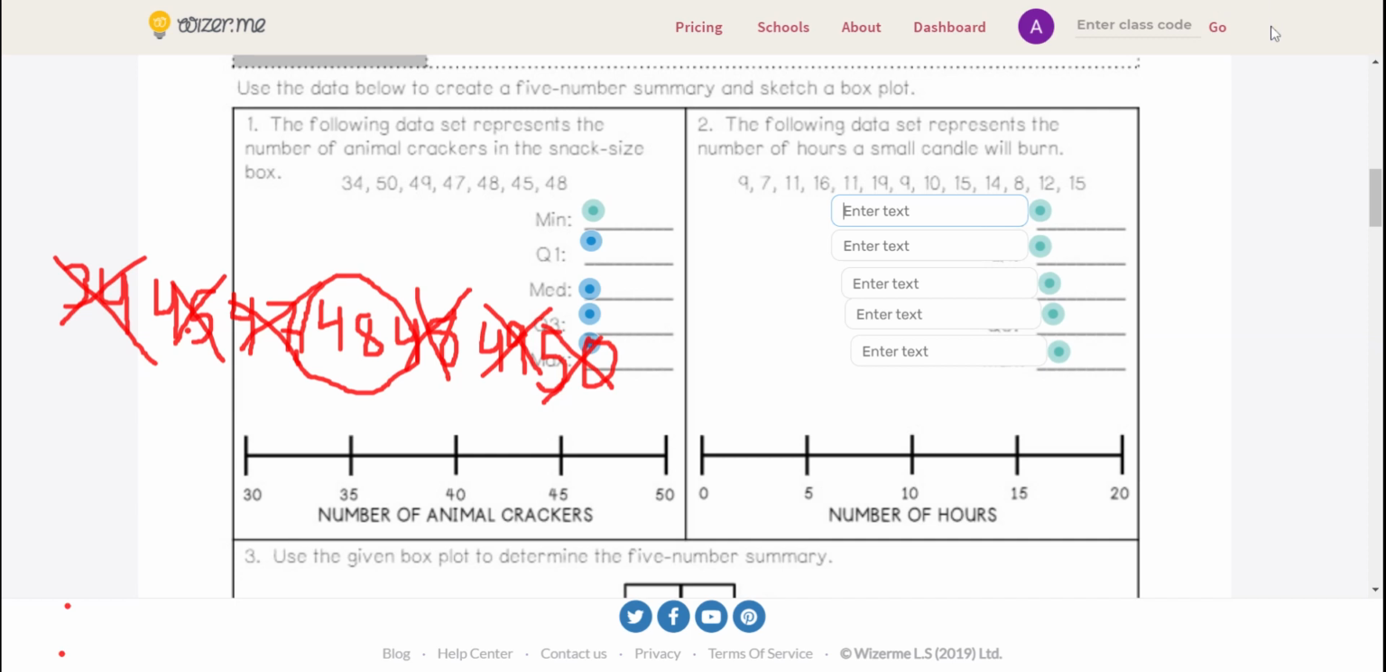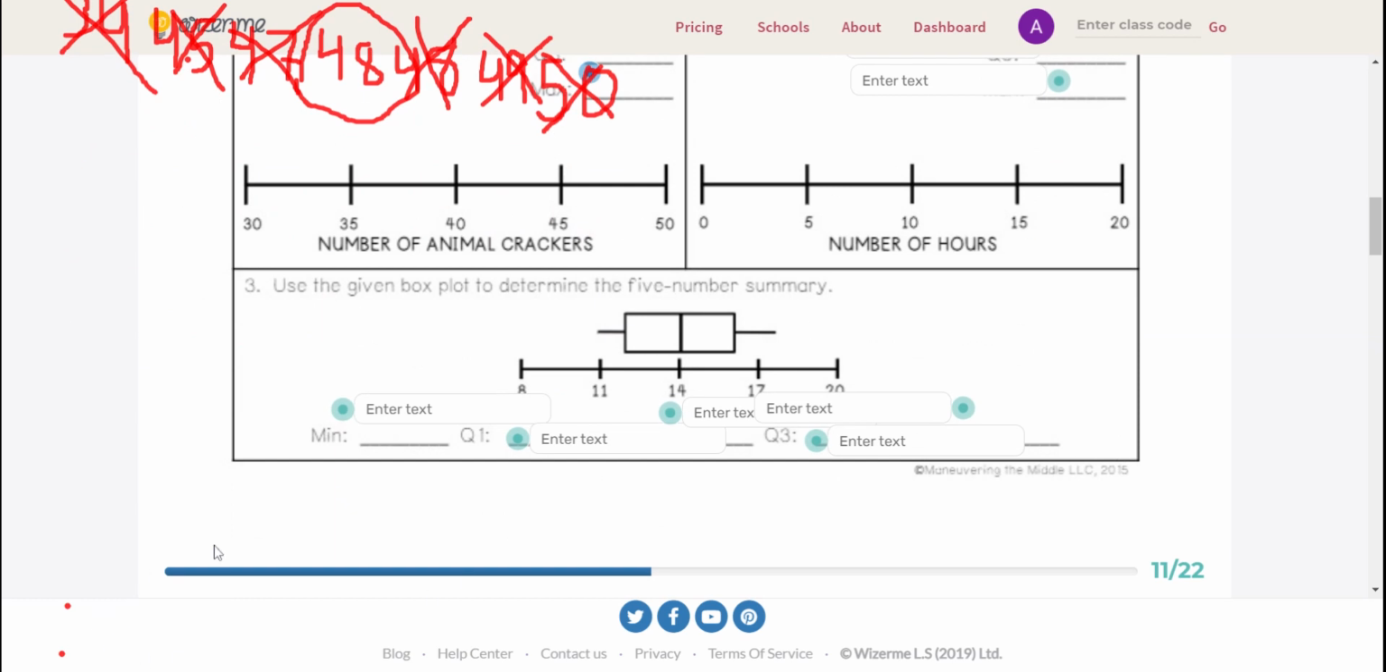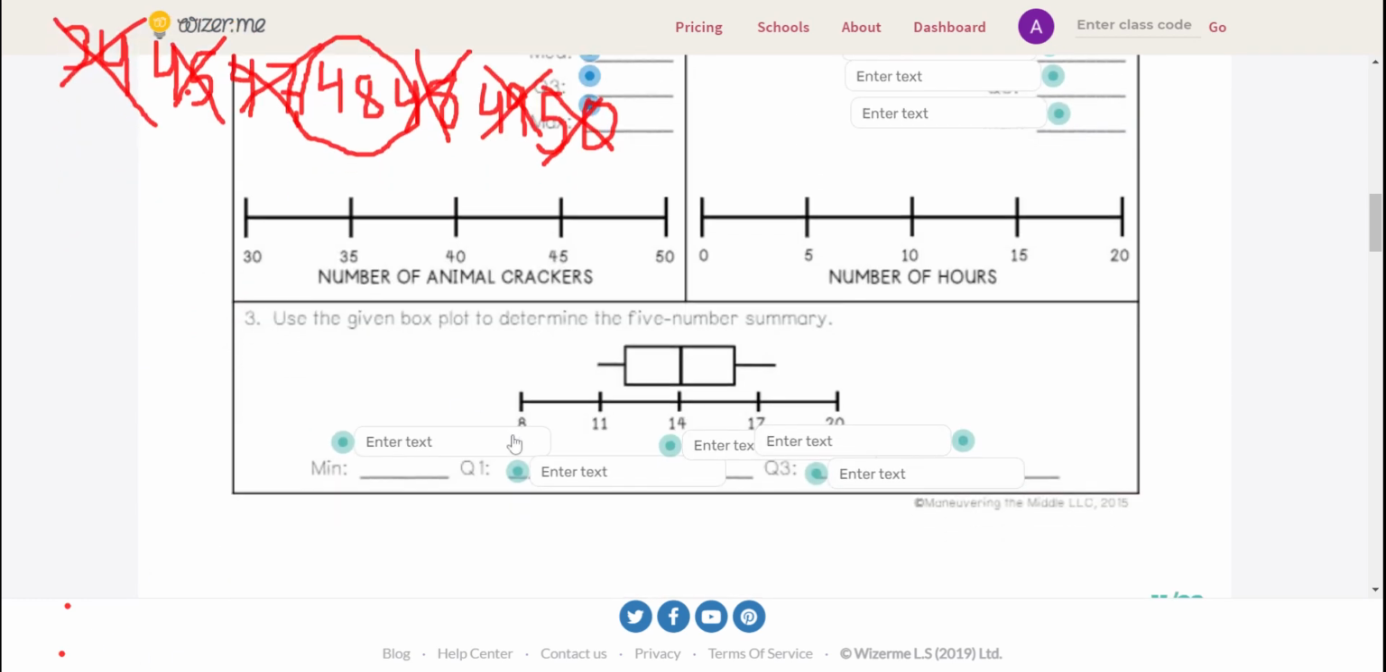And I can't get my tools to show back up. I don't know where they went, but they're somewhere. Okay. So moving on here.